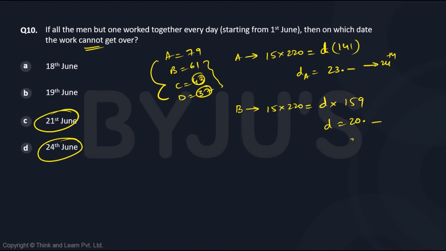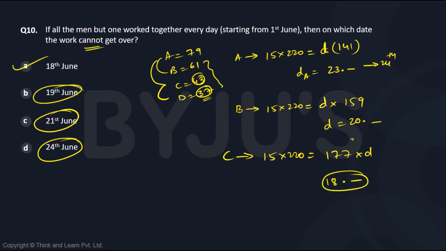Next, look at what happens if C is missing out. If C is missing out, 15 into 220, and the total should be without C. So 79 plus 61 is again 140. 140 plus 37 is 177 into D. So if you divide by 177, it will be 18 point something, which means this is the 19th day. So this is also not your answer. Therefore, A has to be.